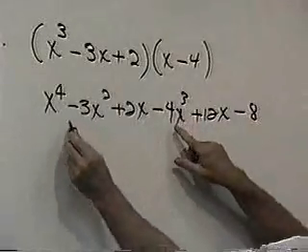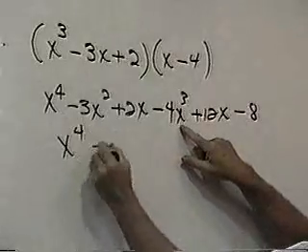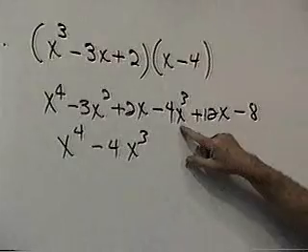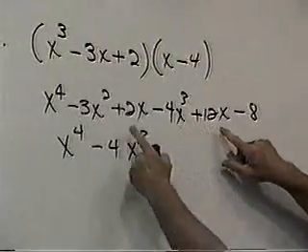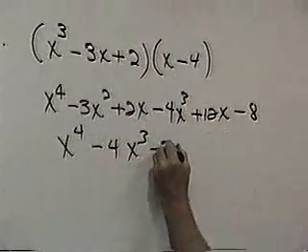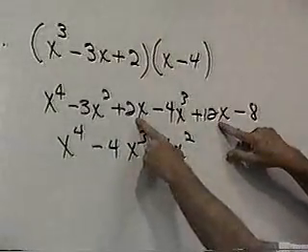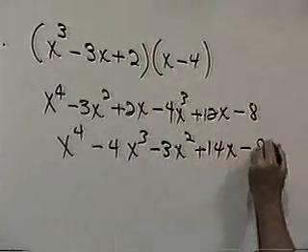Now add apples to apples. Well, we don't have any other x to the 4th. We don't have any x cubes. All right, so we don't have any other x squares, but now we get to add x's to x's, and that's 14 of those, and then the number 8.